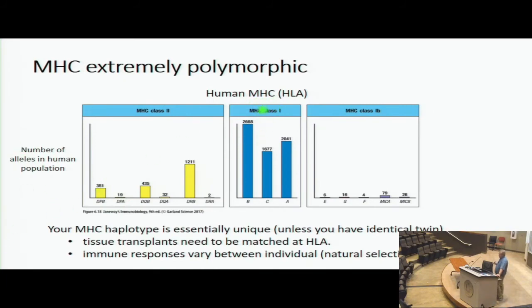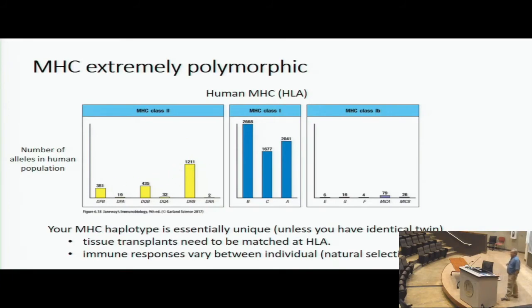So class I has that heavy chain, alpha chain, which is encoded in the MHC, and there are three class I loci called HLA A, B, and C. We call it HLA, human leukocyte antigen. So the human MHC is called HLA, and there are three class I loci, and only the alpha chain is encoded in the MHC. But the important thing is if you look in the human population, there are thousands of different alleles, slightly different variants of the same gene.